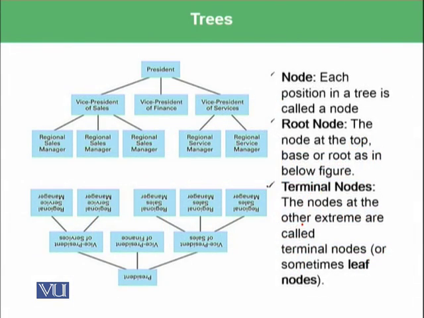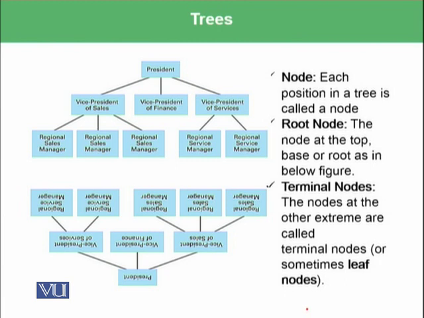So here are different terminologies within trees. One is called a node. Each position in a tree is called a node. So all of the rectangular shapes in this picture are nodes. One of the nodes is the president, another is the vice president of sales, vice president of finance, vice president of services, and so on. And what is the root node? The root node is the node at the top, the base or root as in the figure below. So in trees, when we conceptualize, we say the node at the top is the root node.